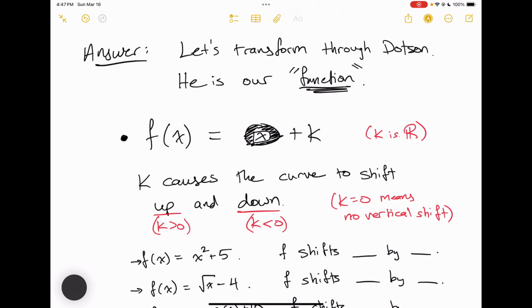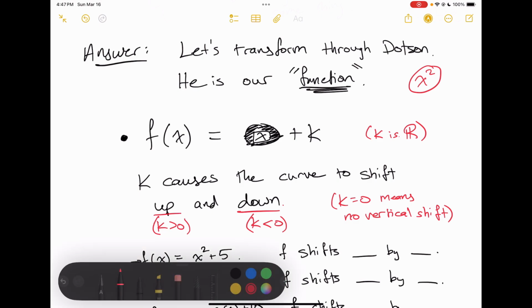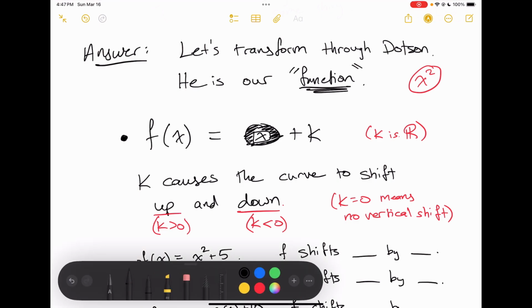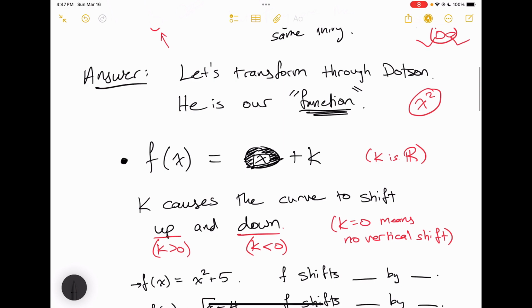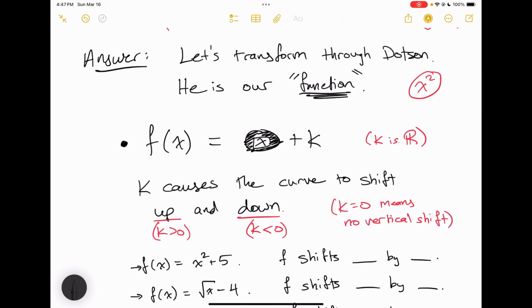Here, in order to go through this demo a little bit more in detail, we're going to transform through Dotson. He's our function. In the GeoGebra adventure, Dotson was being demonstrated through x squared as the base. But in this case, you're going to see a black dot, as you do see here, and that's going to be the general case for all kinds of functions, not just x squared.